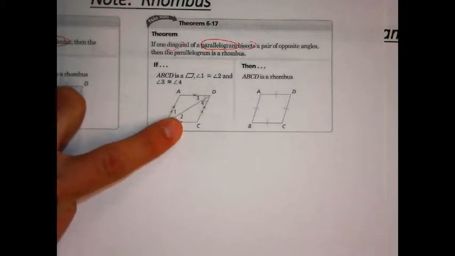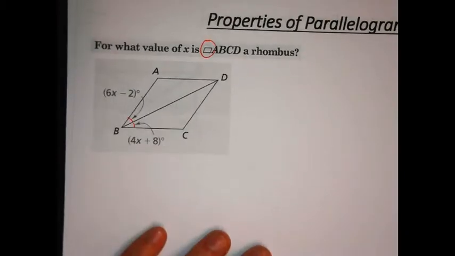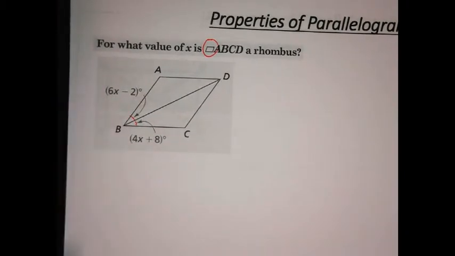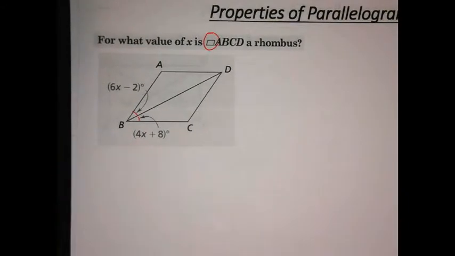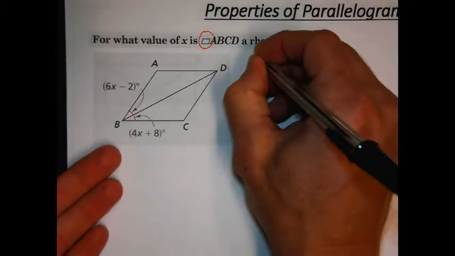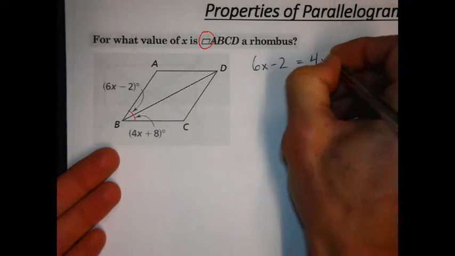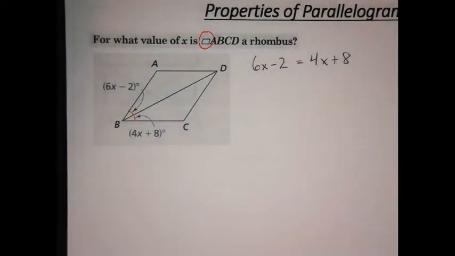So how would we know if it's a rhombus? If these two angles are congruent, we have a rhombus. So all we have to do now is set up our equation. Bisect means cut in half. Half means 2 equal parts. And so we have our equation that we can solve.